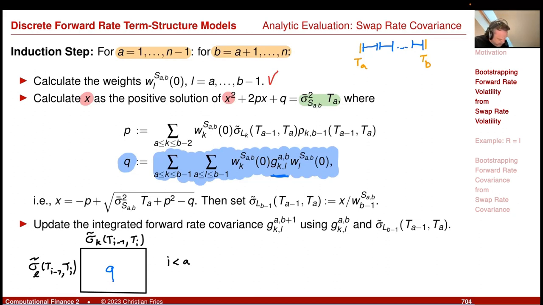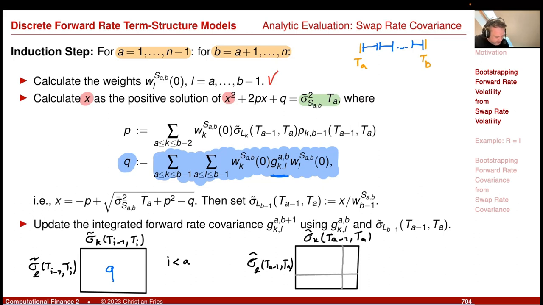And then there is the part in my covariance cube. It's a covariance cube because it is sigma k with sigma l, but then integrated over time, so for different times. So it is sigma k from TA minus 1 to TA, and here it is sigma l from TA minus 1 to TA, where my volatility parameter of interest could appear. And where is this guy? Okay, it's here in the corner. So there is my x squared.